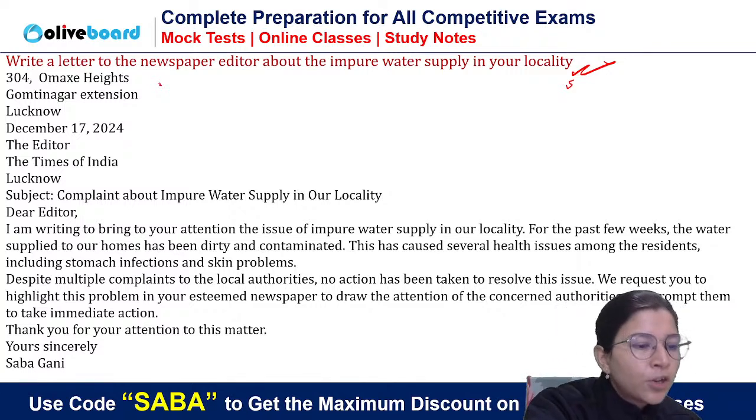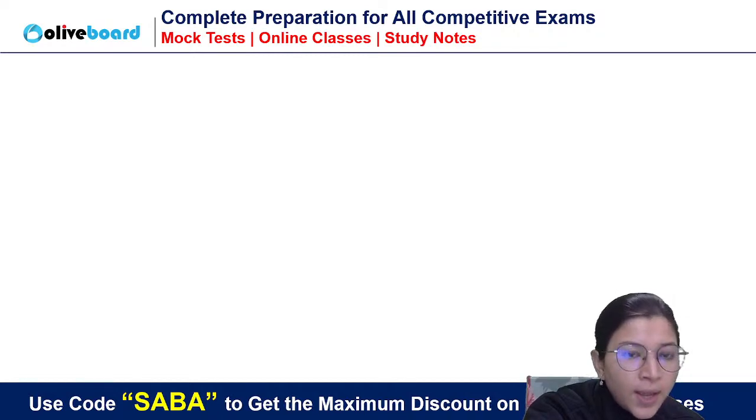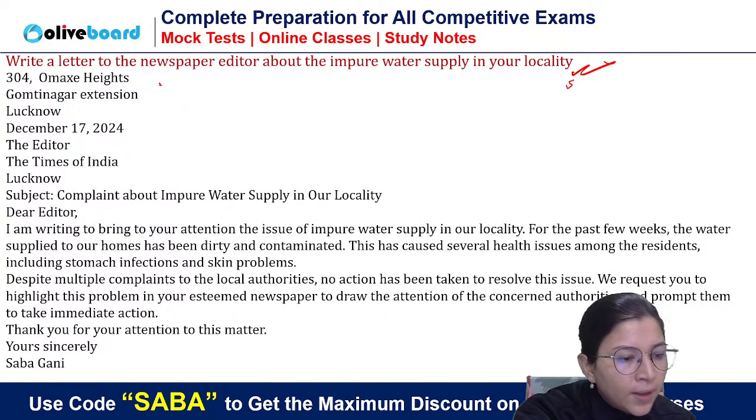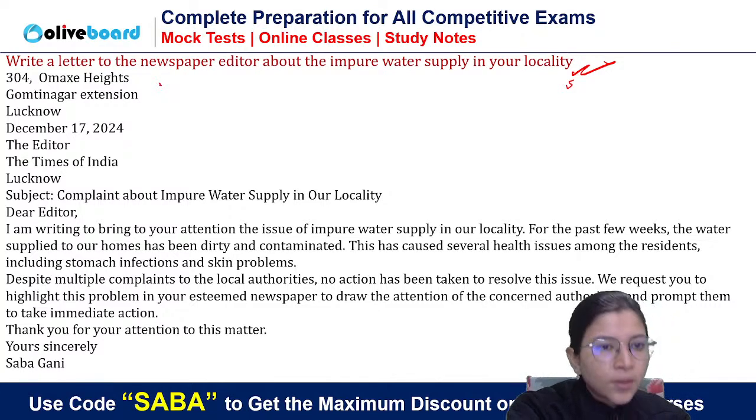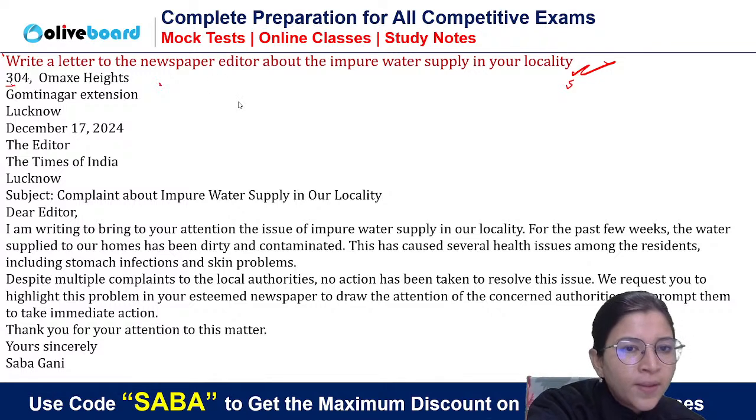Now see how I have written the address. Please pay attention on each and everything: sender's address, then date, then receiver's address, then subject. Yes. See, this is my flat number. Guys, I will explain everything to you with one sample, okay? So please pay attention here.